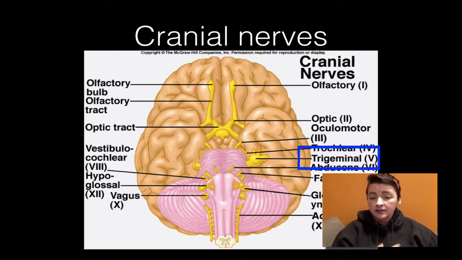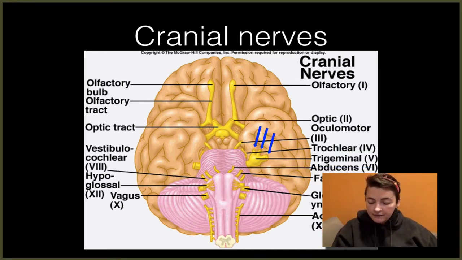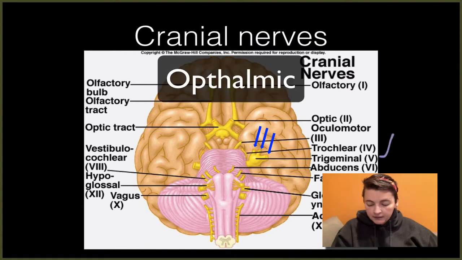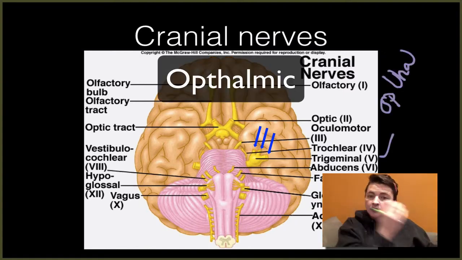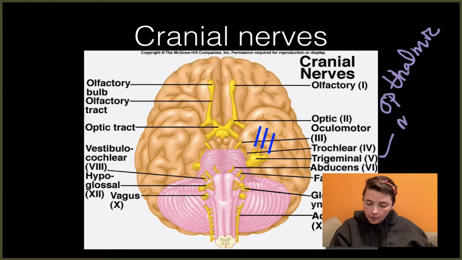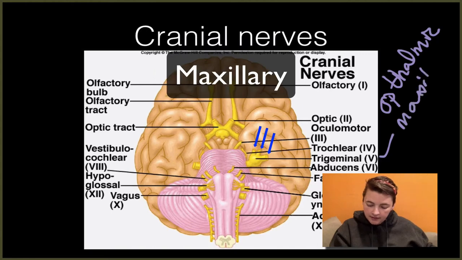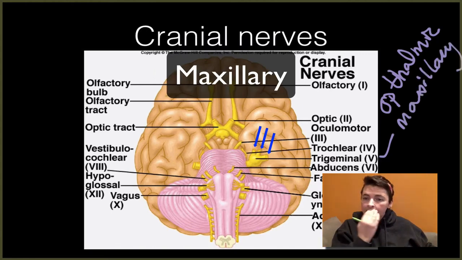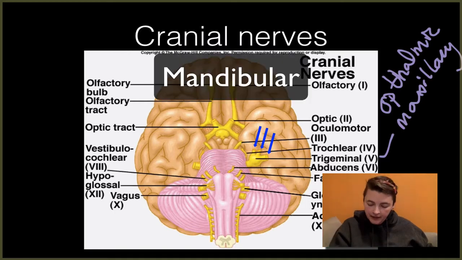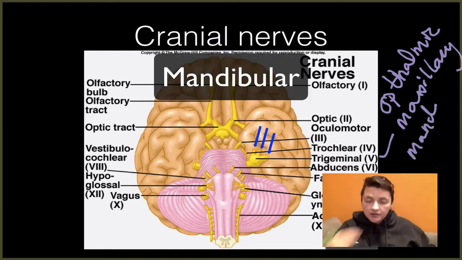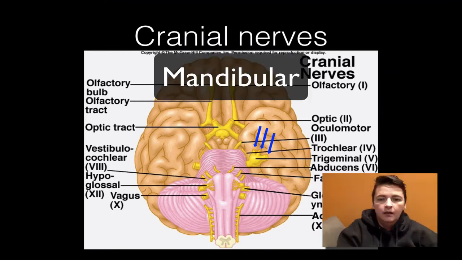This is the largest. There are actually 3 portions of the trigeminal. We have, tri means 3. So we have the ophthalmic, and this is going to innervate the eye area. We have the maxillary. This is going to innervate the upper lip. And then we have the mandibular, which is going to innervate the lower jaw.